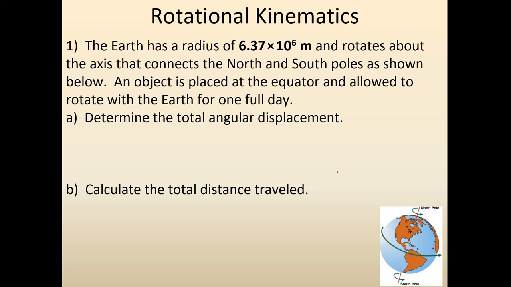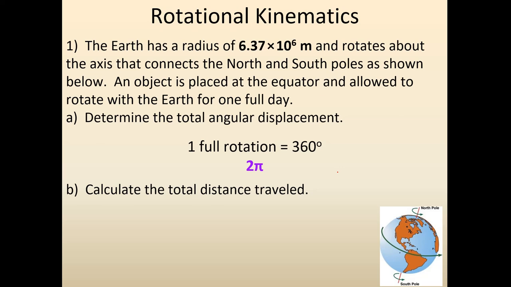So the first question says, determine the total angular displacement. Well, there's really not much that you have to do for this. We know that the Earth rotates one full time around, one full rotation once every day. Therefore, it's going to rotate 360 degrees or 2 pi radians. So the angular displacement is going to be 2 pi radians.